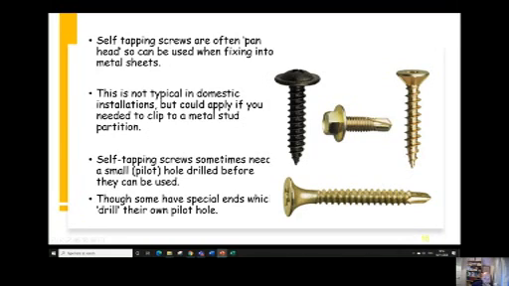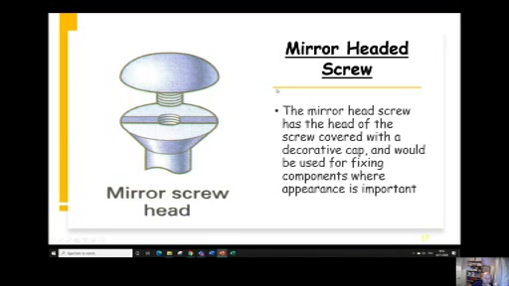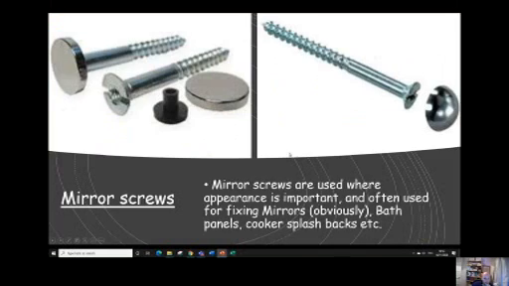Okay. Mirror head screws. It's got the decorative cap, and you'd use them where you want things to look pretty. Here's a couple of examples here, and we might use them, for example, for fixing mirrors, obviously, but also possibly for fixing bath panels, cooker splashback, stuff like that, just for places where you want it to look nice.